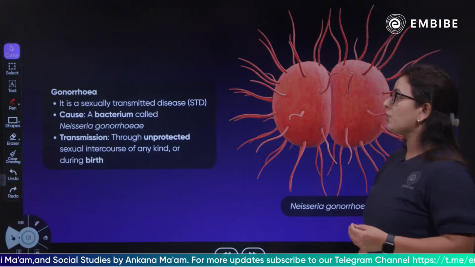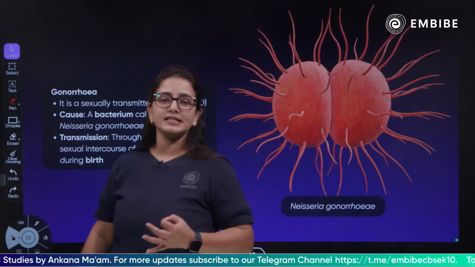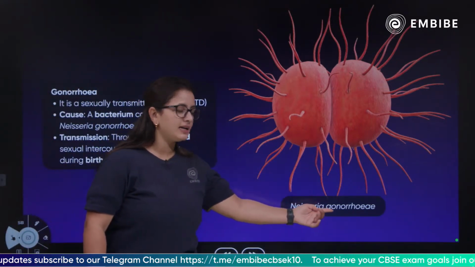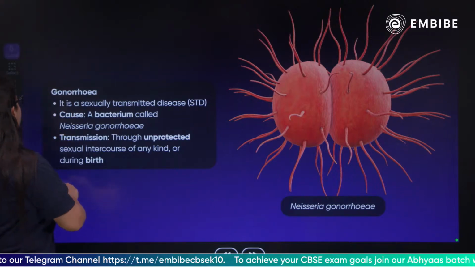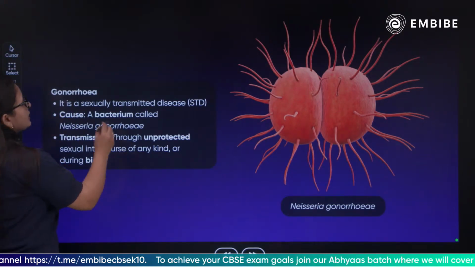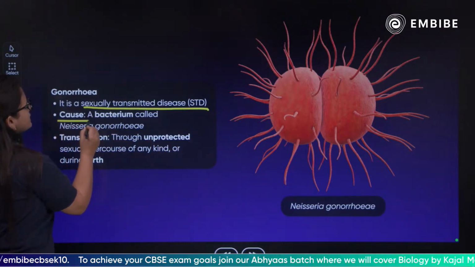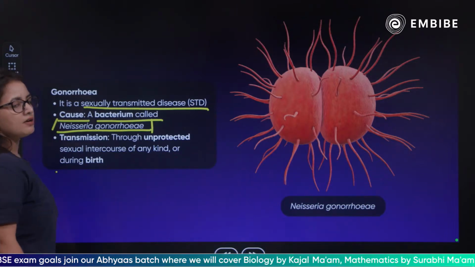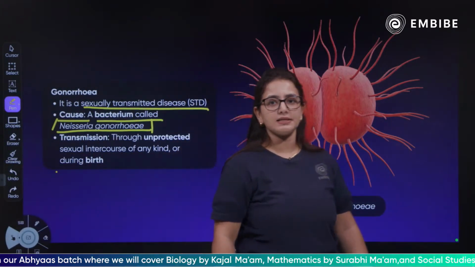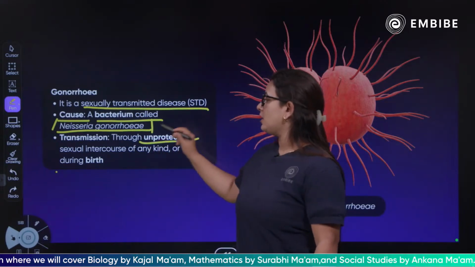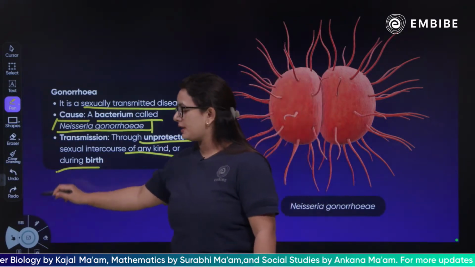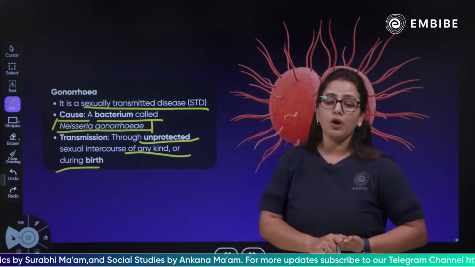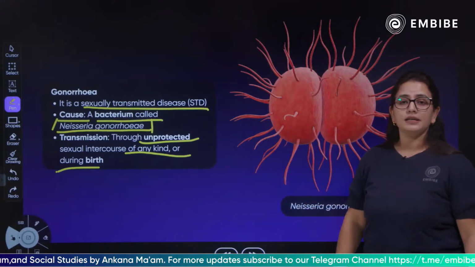Yes, which is gonorrhea, which is another sexually transmitted disease. What happens in gonorrhea? You know this is caused by the Neisseria gonorrhoeae. This is a bacterial infection, and as we talk about gonorrhea, this is a sexually transmitted disease, and the cause of the disease is a bacterium called Neisseria gonorrhoeae. Please always remember how the transmission takes place. The transmission takes place because of unprotected coitus or intercourse of any kind, or during birth. Yes, it does happen.